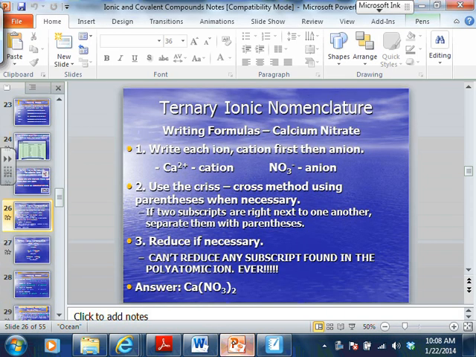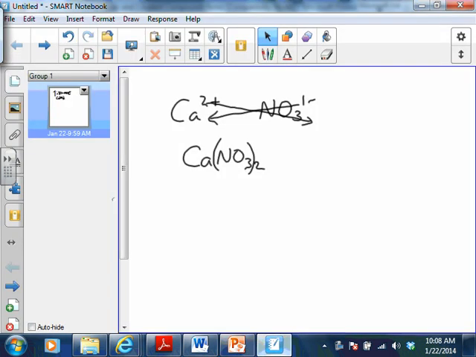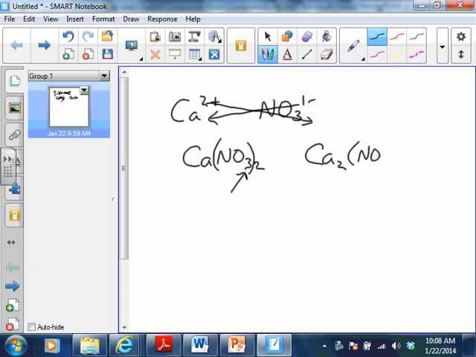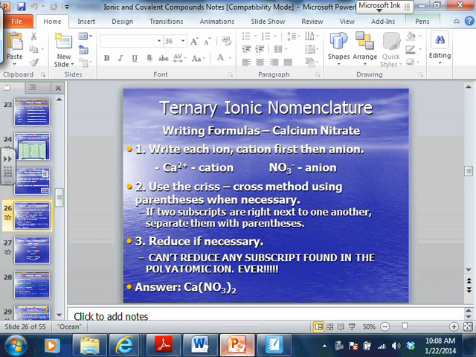All right, so reduce if necessary. You can't reduce any subscripts found in the polyatomic ion ever. What that means is do not change this ever, okay? Any subscript that's in the polyatomic ion itself, never, ever, ever change that. Like the charge is on, let's say, it was like 2 and a 4, for example, you had something like that, okay? Then you can reduce that down to CaNO3, okay? But don't ever change that 3 or whatever it is in the polyatomic ion, okay? Good. So CaNO3 is the answer on that one.